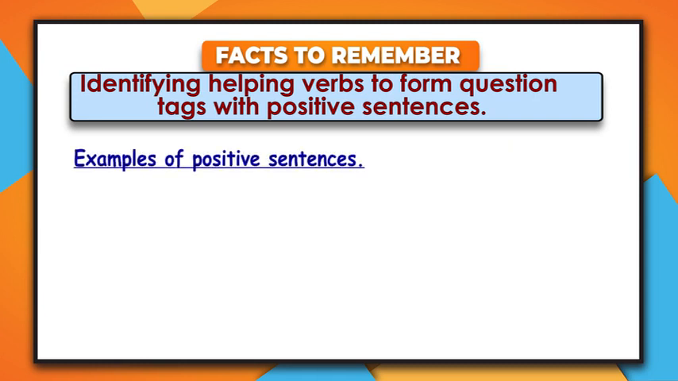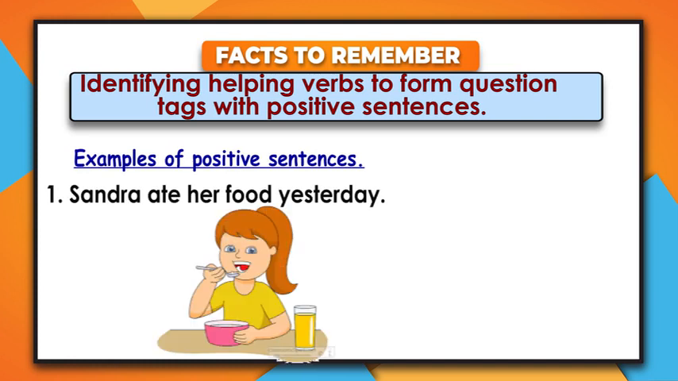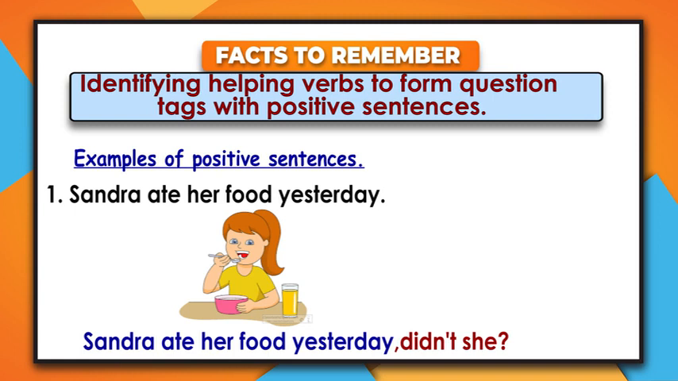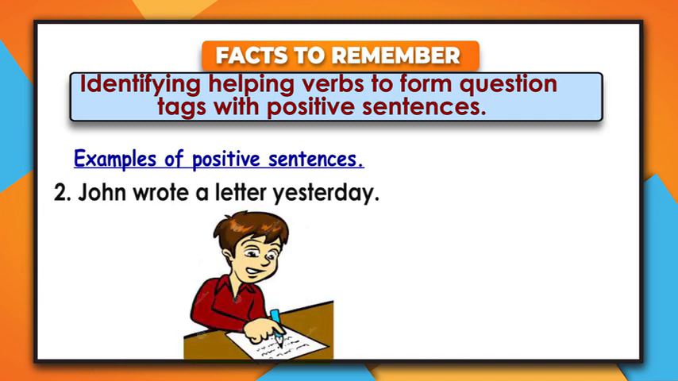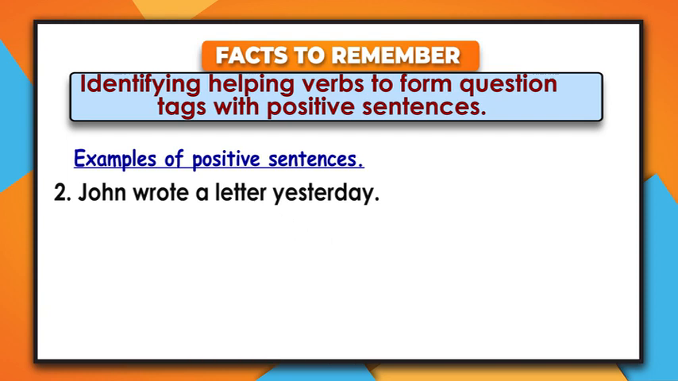In that lesson, we gave examples like Sandra ate her food yesterday. We saw that this sentence was a positive sentence, so we applied a negative tag, which was didn't she. Because of the word ate, we introduced our helping verb did in its negative as didn't. Then we added our pronoun she, and the answer was Sandra ate her food yesterday, didn't she? Another example was John wrote a letter yesterday. Because the word wrote is in the simple past tense, we introduced our helping verb did and changed it to negative, and our answer was didn't he.